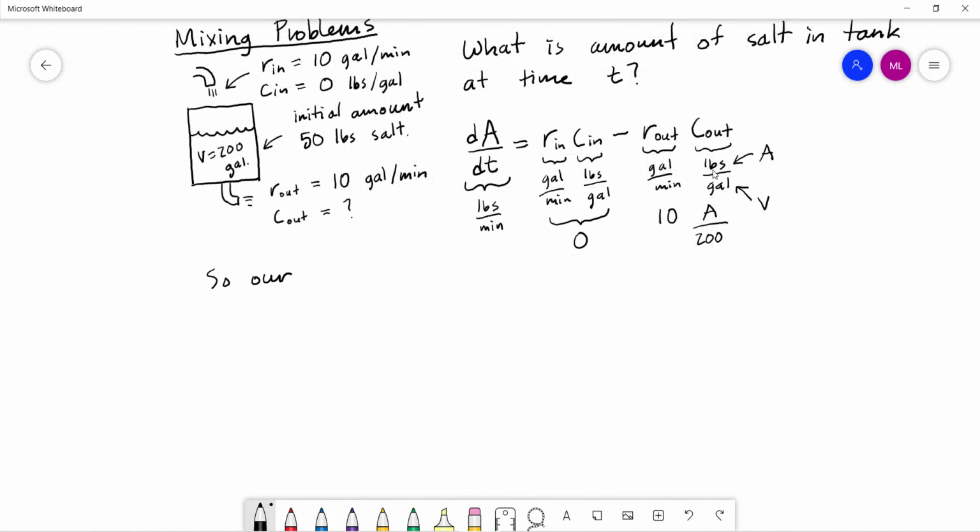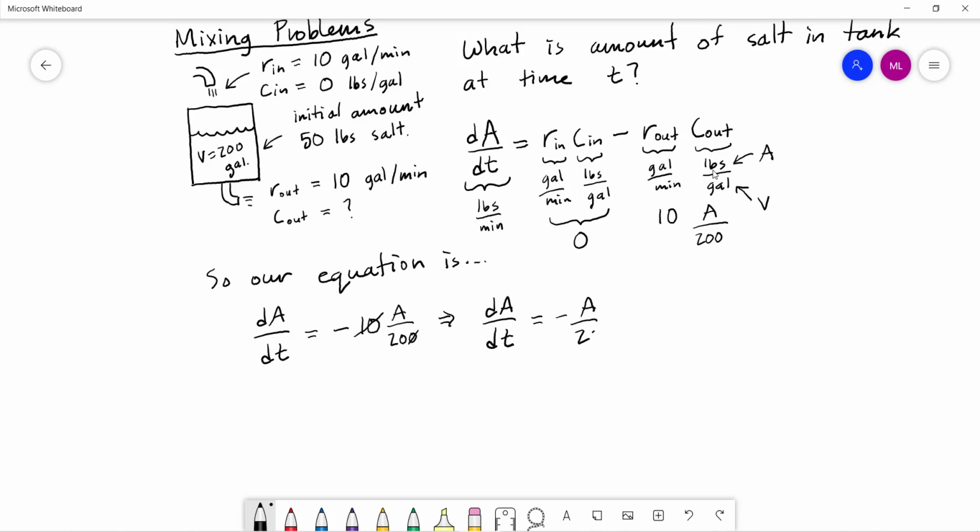So our equation in this case, after all that setup, is that dA/dt is going to be 0 minus 10 times A over 200. And we can simplify this, cancel the 10, cancel the 0 there, and just write it as dA/dt equals negative A over 20 to make it a little bit cleaner.